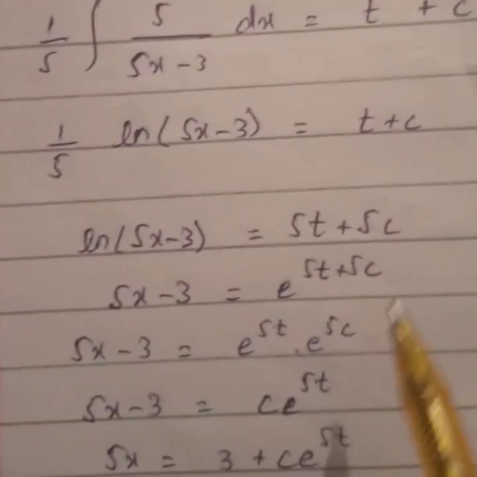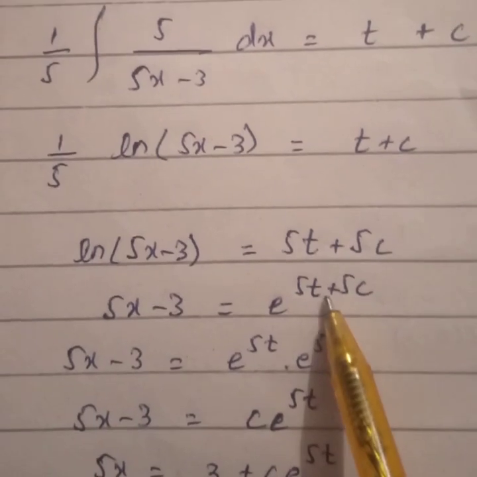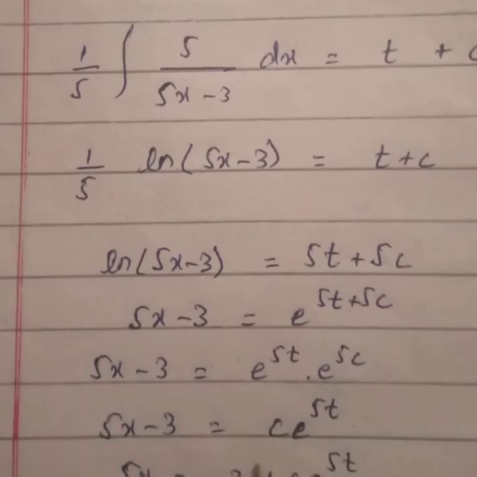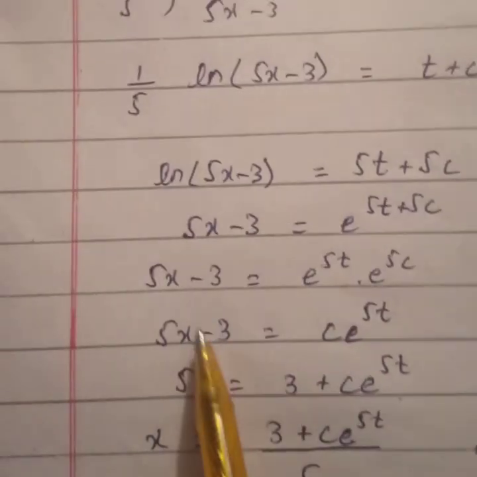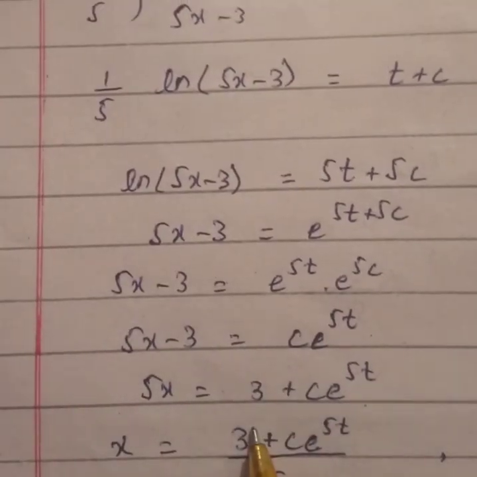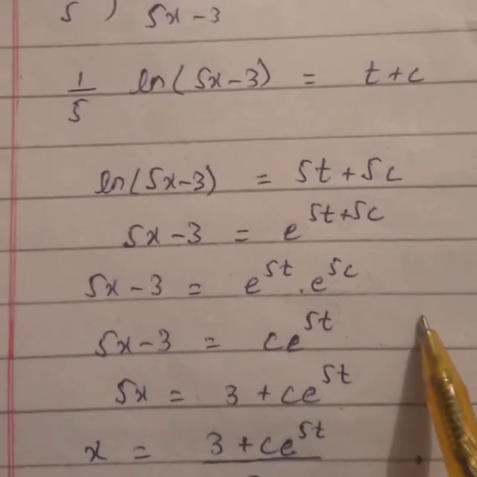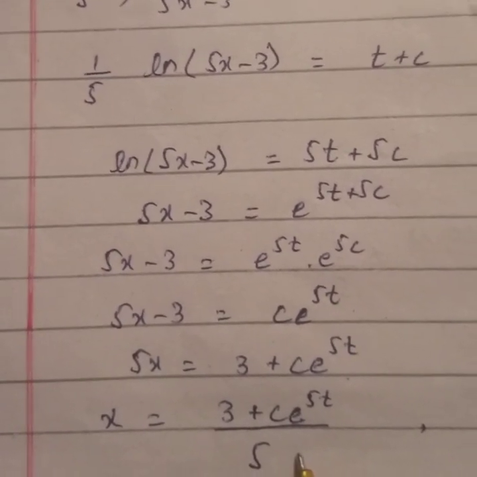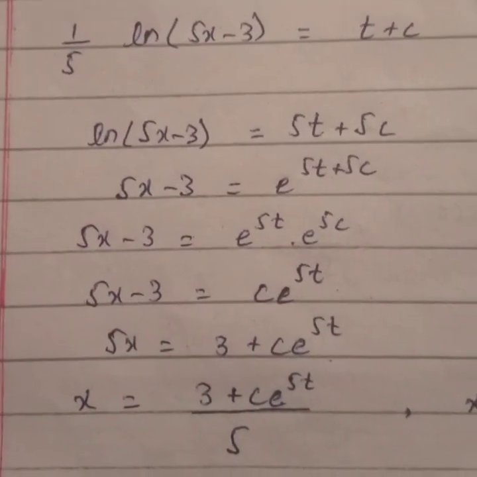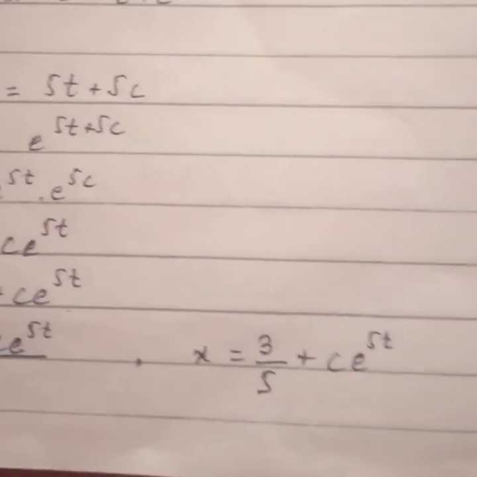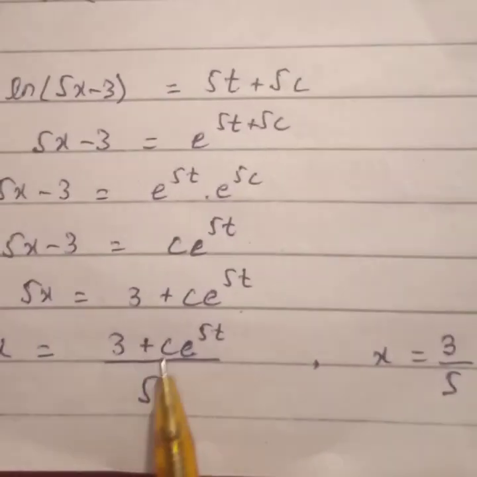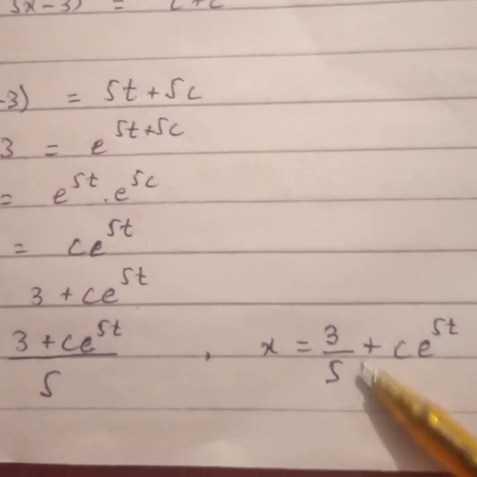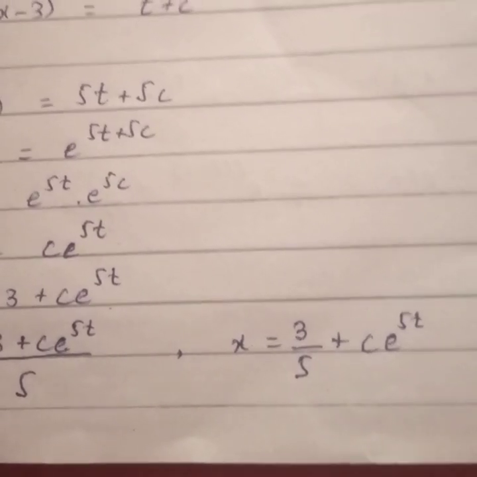So 5x minus 3 is equal to e power 5t times e power 5c. It's a constant value, so we assume it as c. And next step, 3 is subtracting here. On the right side it will add up: 3 plus c e power 5t, and the 5 is multiplying with x, so on the right side it will be divided by 5. So the value of x is equal to 3 over 5 plus, we know that c over 5 is also a constant, so it will become x is equal to 3 over 5 plus c e power 5t.